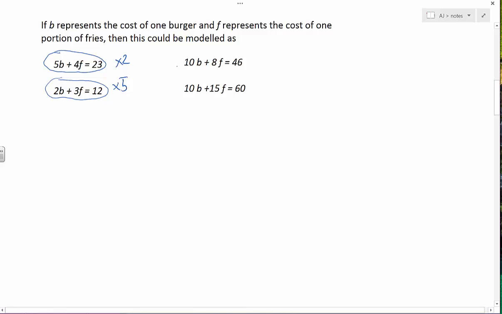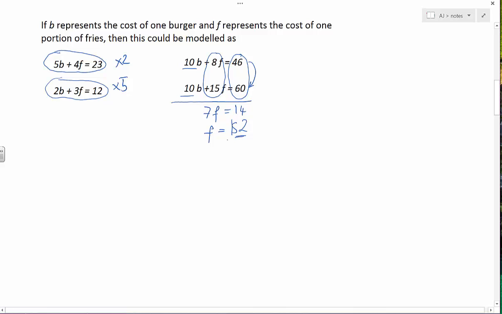Okay, so Fred's upscaled order is 10 burgers plus 8 fries, which comes to $46, and the overheard order is 10 burgers and 15 fries, which comes to $60. Clearly they both have the same amount of burgers, therefore the fact that there is a different cost must be made up by the fact that there are different numbers of fries. And clearly we can see that this second order has 7 fries more, and that is causing a difference in cost of an extra $14. So if 7 fries are $14, 1 fry must equal $2.